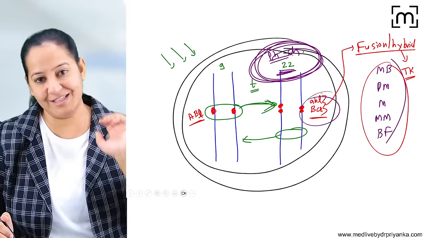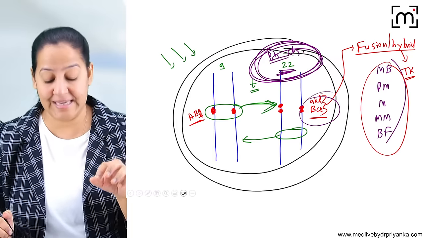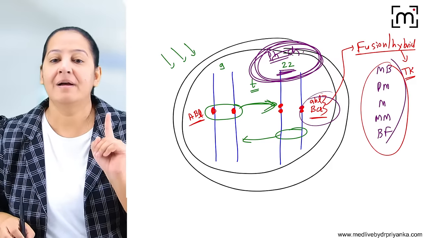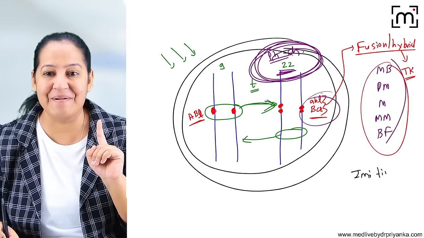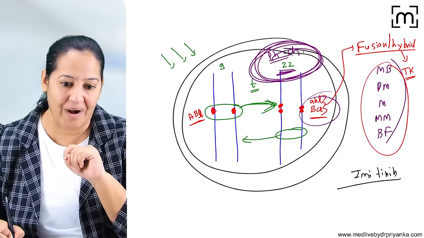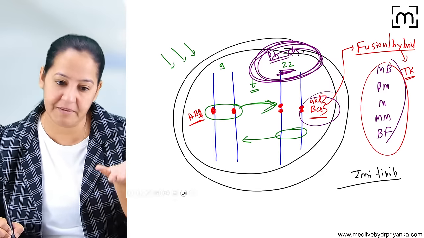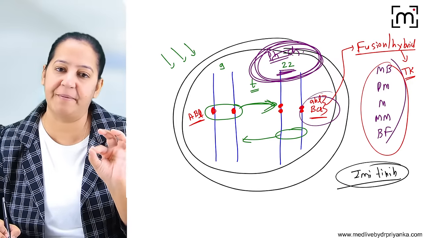Now, what if I want to treat this patient? Let me tell you the treatment here only. I will give targeted therapy. The name of that targeted therapy is imatinib. Have you heard the name? Imatinib has a special role because it is the first targeted therapy discovered in the world. There are many targeted therapies now available for cancers, but it is one of the first. It is the first targeted therapy which was discovered.